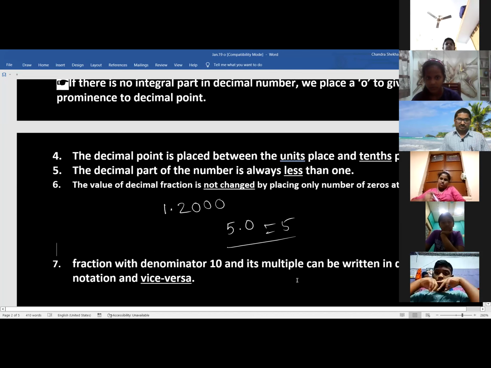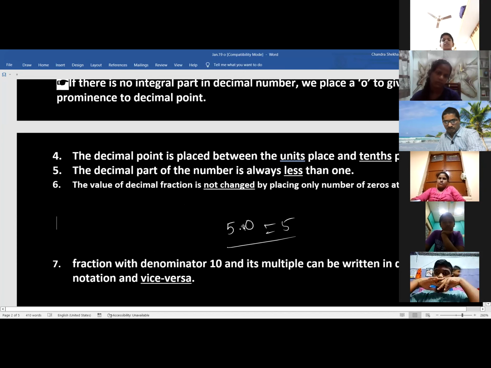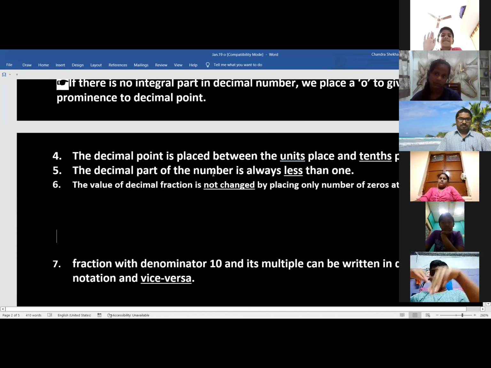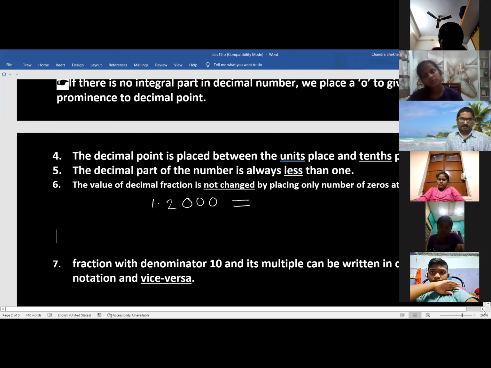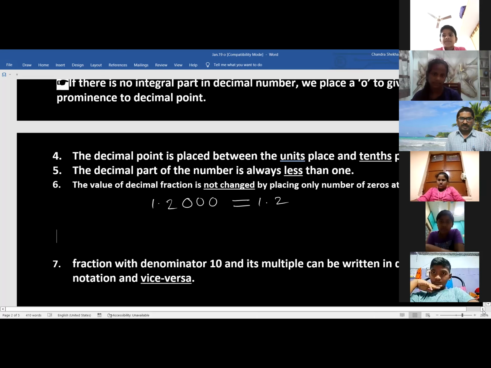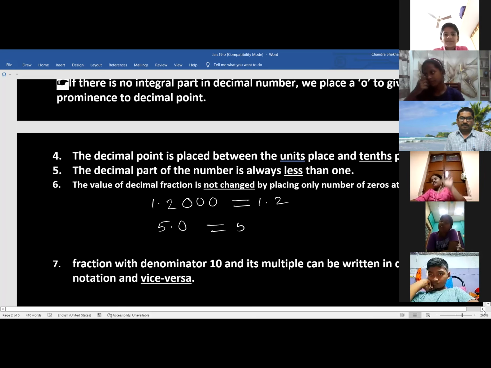Next. I will ask one question. Shashank Reddy, 1.2000 is equal to nothing but what? 1.2. And 5.0 is nothing but 5. 5 only. Okay, right. Next point.